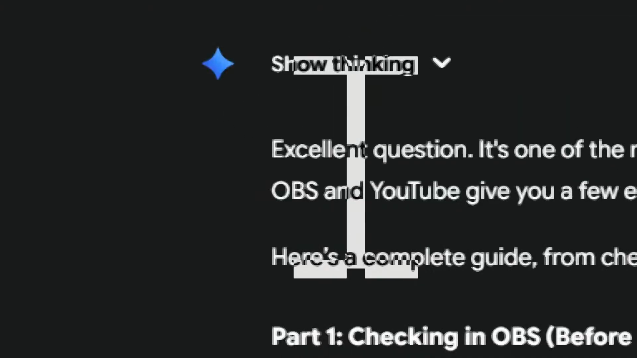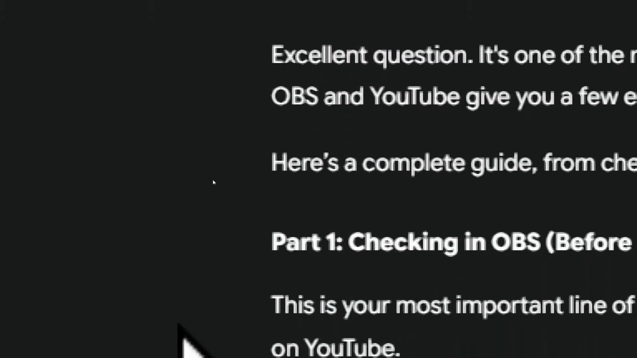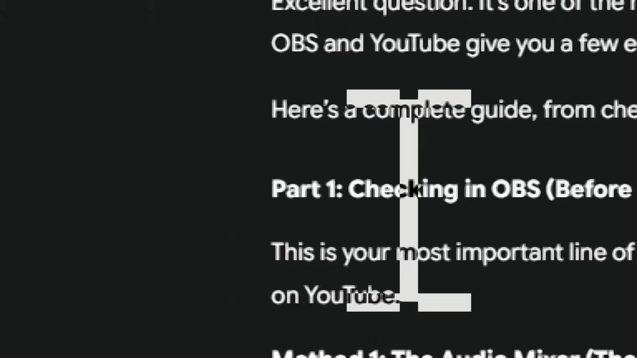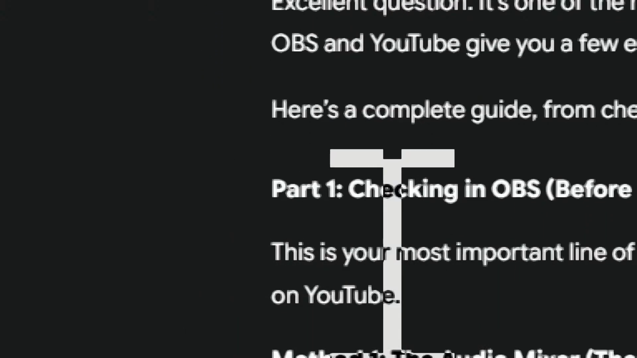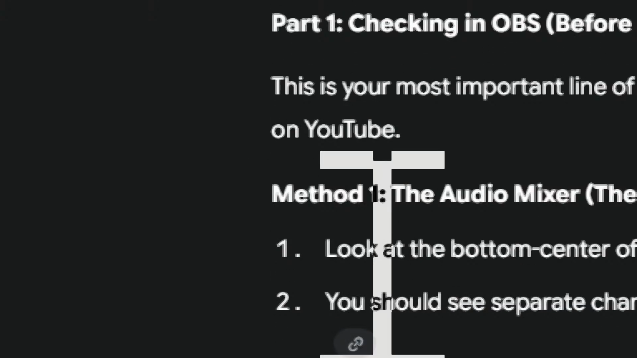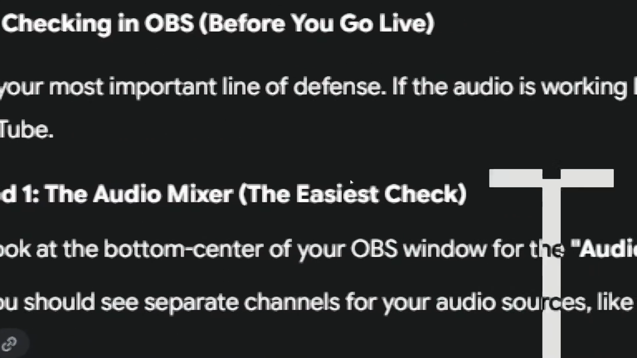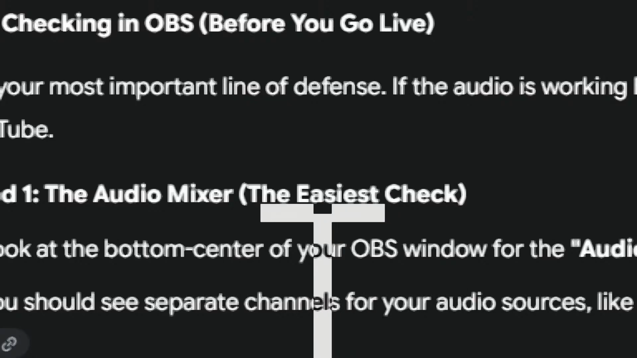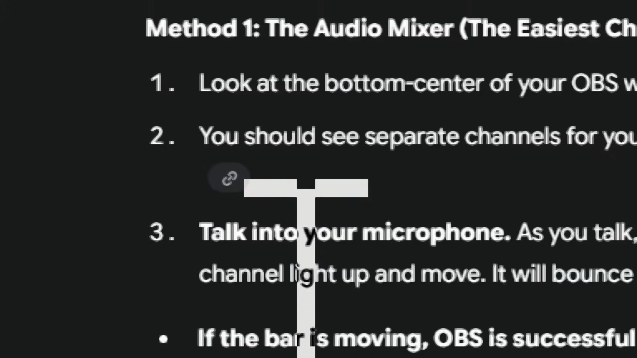Excellent question. It's one of the most common points of anxiety for new streamers. Fortunately, OBS and YouTube give you a few easy ways to check your audio at every step of the process. Here's a complete guide, from checking in OBS before you go live to confirming it on YouTube. Part 1: checking in OBS. This is your most important line of defense. Method 1: the audio mixer. Look at the bottom center of your OBS window for the audio mixer. You should see separate channels for your audio sources, like desktop audio and Mic/Aux. Talk into your microphone. As you talk, you should see the volume bar for your Mic/Aux channel light up and move.